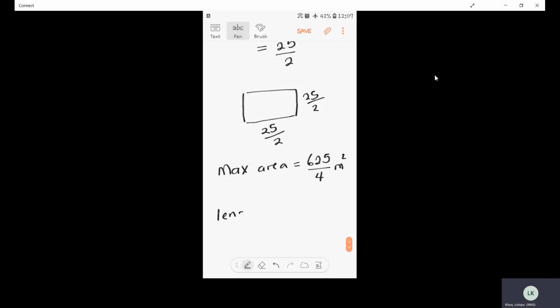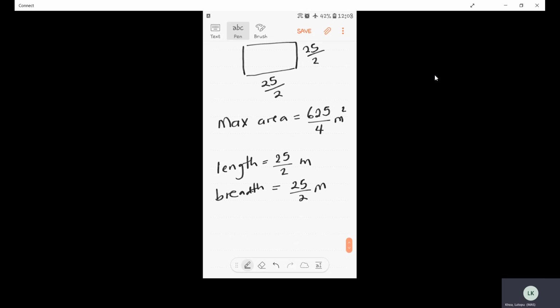So you can also write a statement: length is equal to 25 over 2 meters, and the breadth is equal to 25 over 2 meters. So if you have fencing wire and you want to use that wire to make the maximum area, it will always be a square.